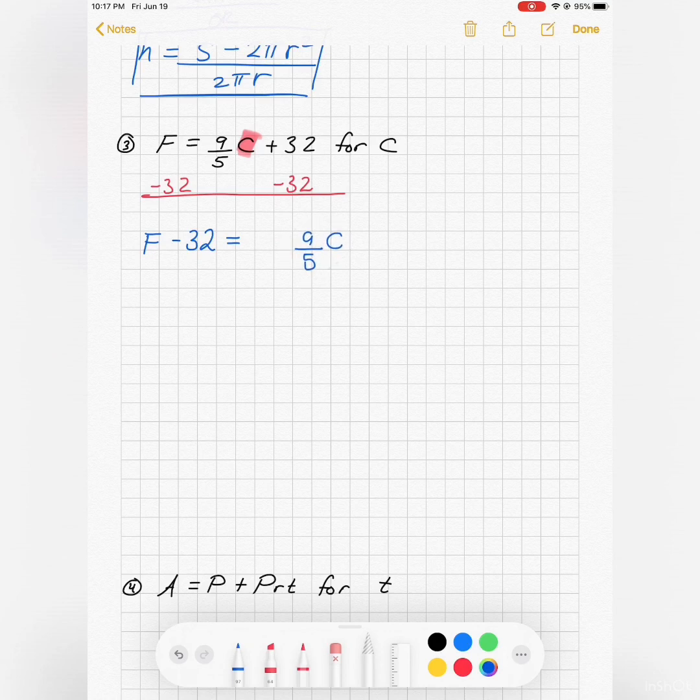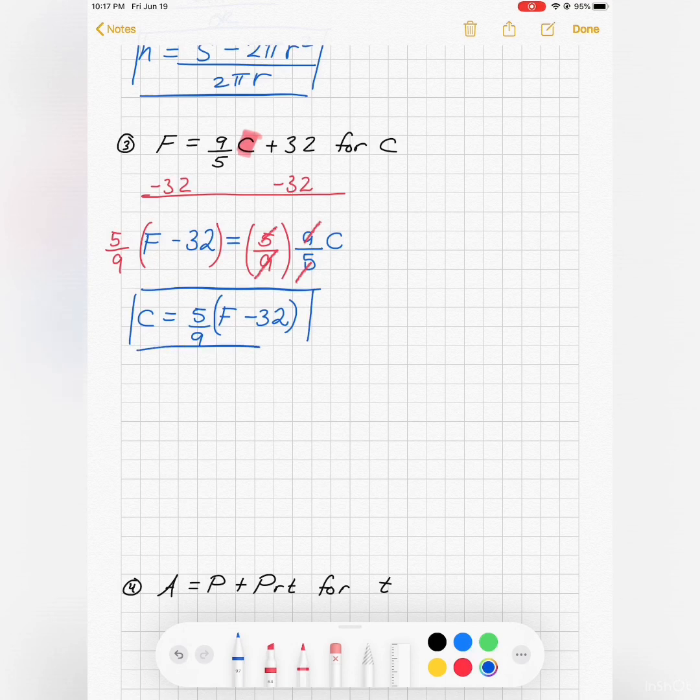So I could divide by 9/5 if you remember. That's equivalent to, what if I take both sides and I multiply by the reciprocal? As long as I do the same thing on both sides there. Because you see, then I cancel the 9s, cancel the 5s, and then I've isolated C. Okay, so again, I think that would be appropriate.